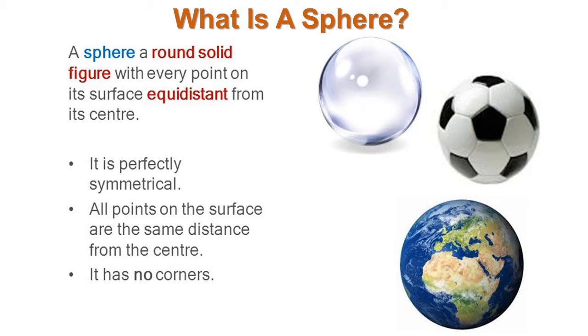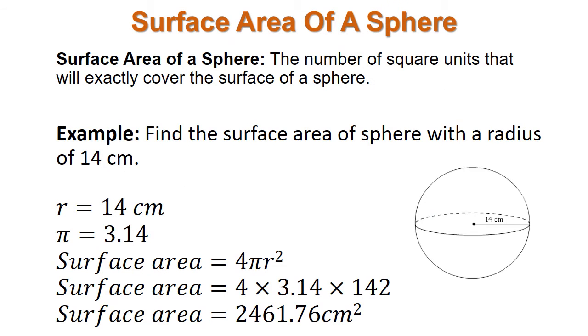What is a sphere? A sphere is a round solid figure with every point on its surface equidistant from its center. How to calculate the surface area of a sphere? Surface area equals 4 pi r square. This is the formula. You can check here.